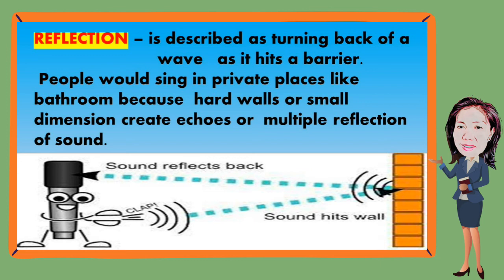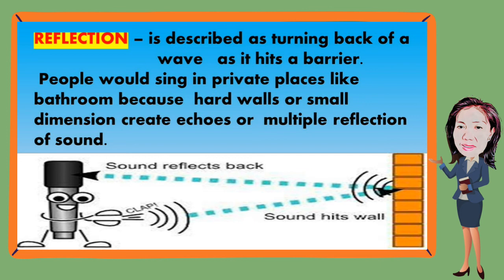So when you sing, for example, in a bathroom, and we all know that a bathroom has hard walls and its dimension is small, it forms echoes. Actually, echoes are an example of reflection. When there are too many echoes, this is called reverberation. So echo is an example of reflection of sound. When we hear echoes, this is an example of a reflection.